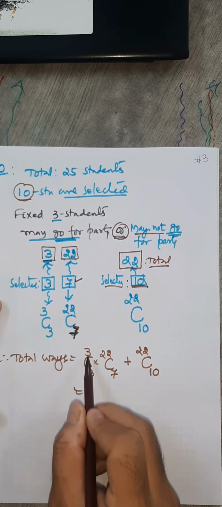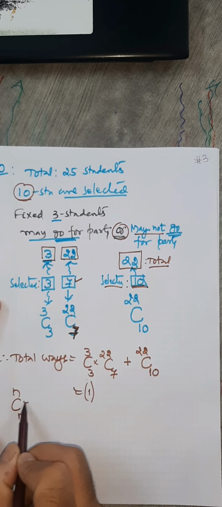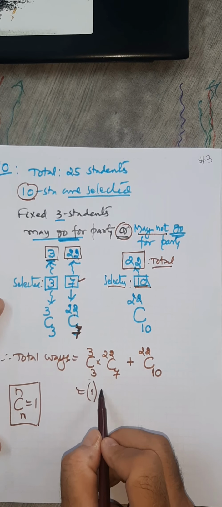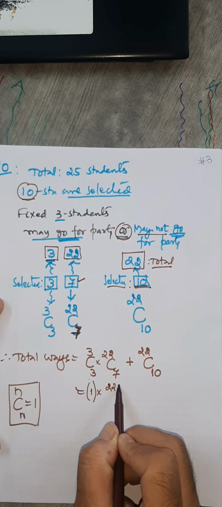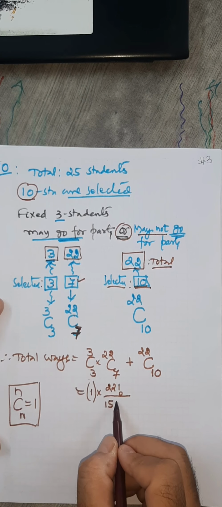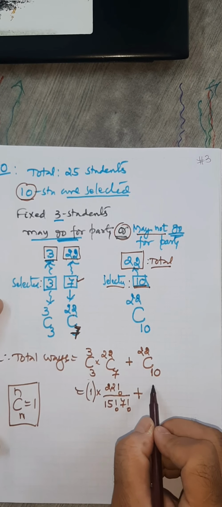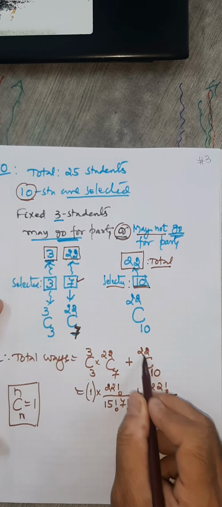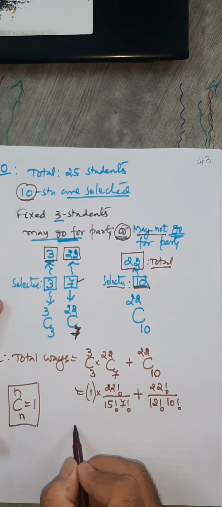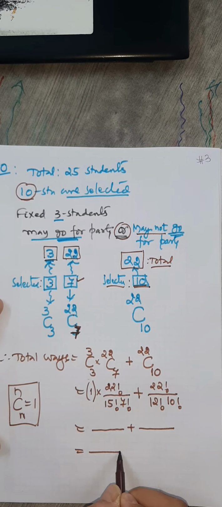Okay, what is 3C3? That's just 1. You know nCn is always 1. What is this? Simplify: 22 factorial upon 22 minus 7, which is how much? 15 factorial into 7 factorial, plus here 22 factorial upon 22 minus 10, 12 factorial into 10 factorial. Right? Simplify, not a difficult task, and get the answer.